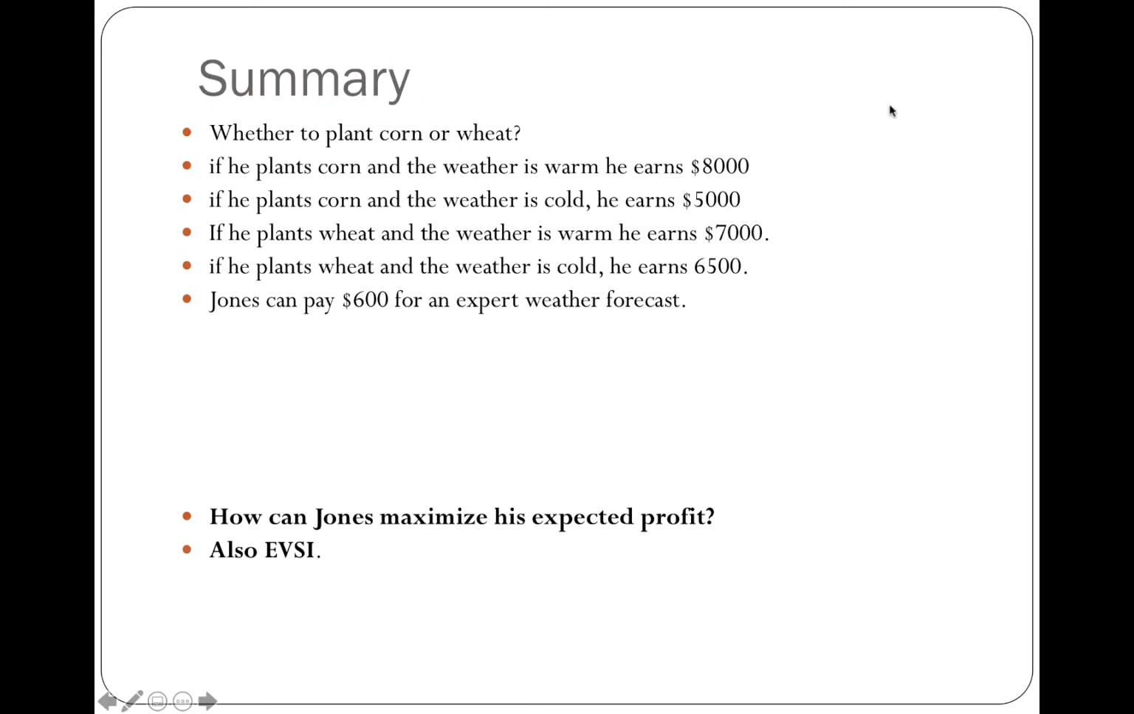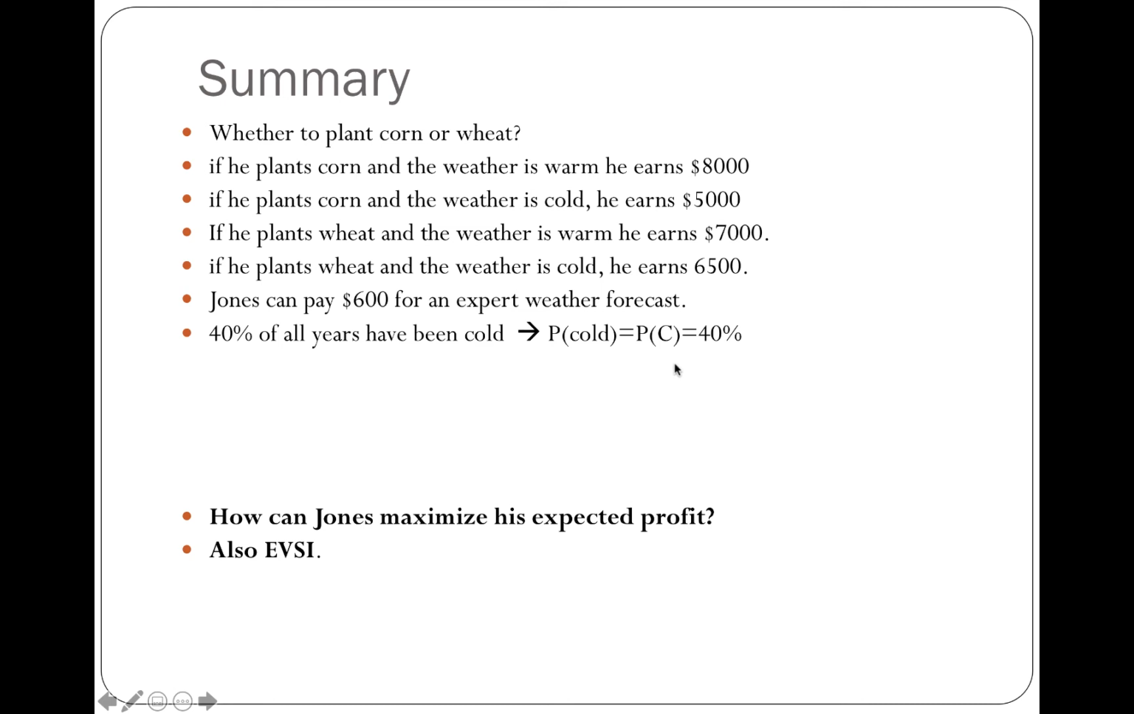Here is the summary of the problem statement. We want to know if we have to plant corn or wheat. And here we are showing the earnings that we will have if we plant corn or wheat, and if the weather is going to be warm or cold. We also know that we can potentially pay $600 to an expert to do a weather forecast for us.